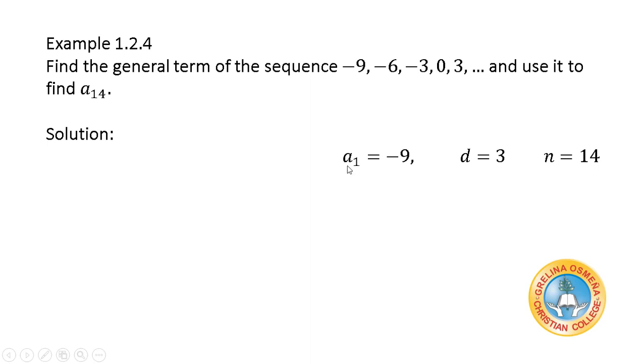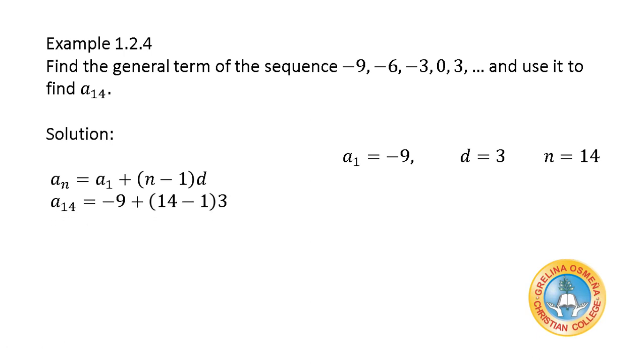So we have there the given, a sub 1 equals negative 9. The d, or the common difference, is 3. And the n is 14. The 14th term is what we are looking for, right? So using the general term, a sub n equals a sub 1 plus n minus 1 times d, just substitute it there.